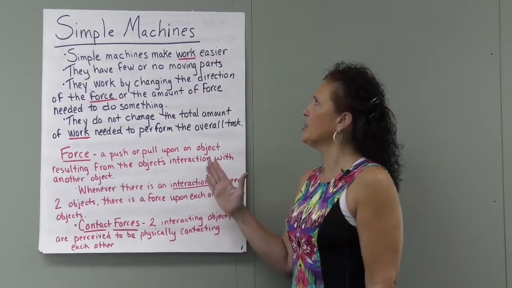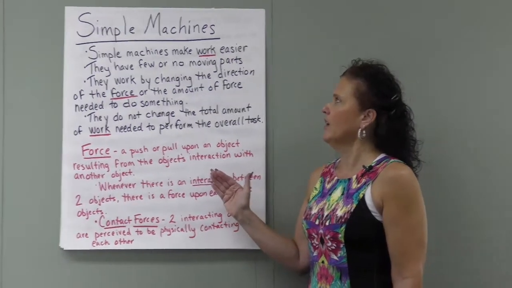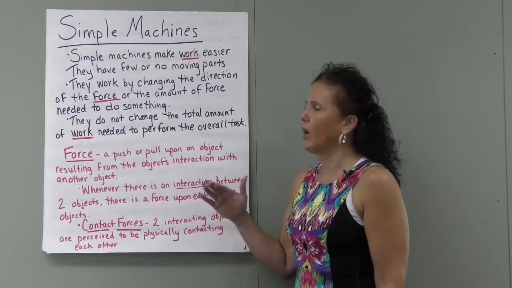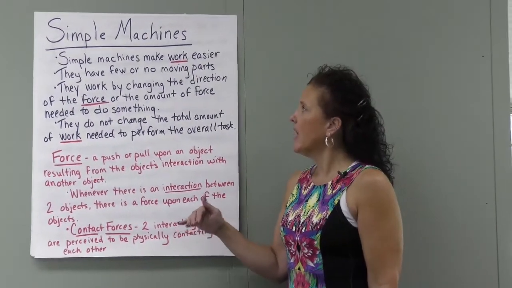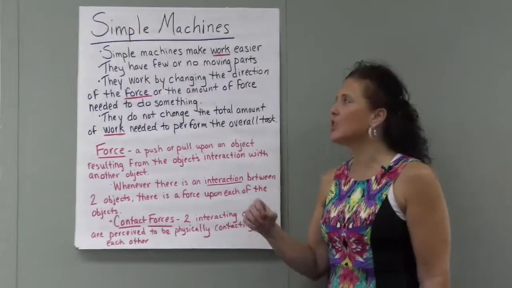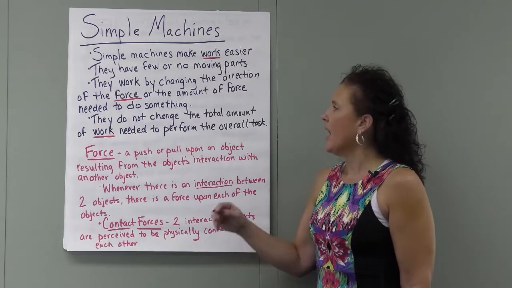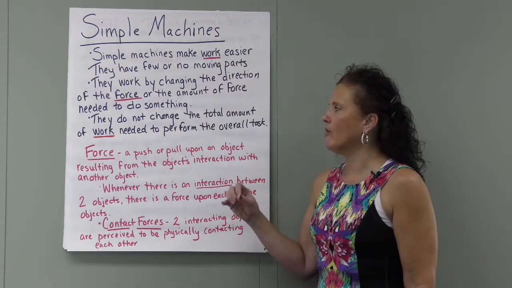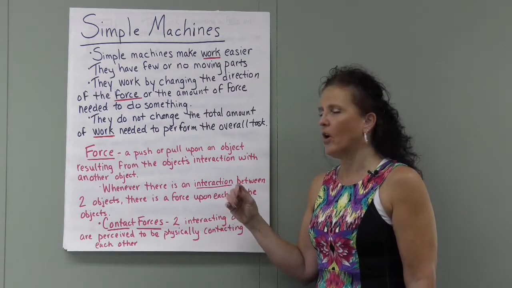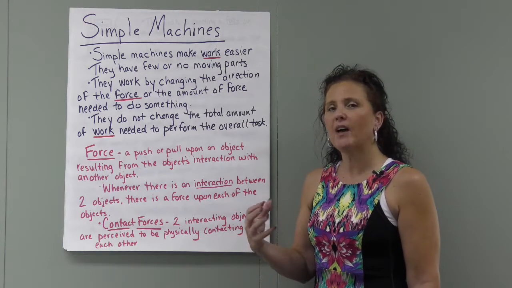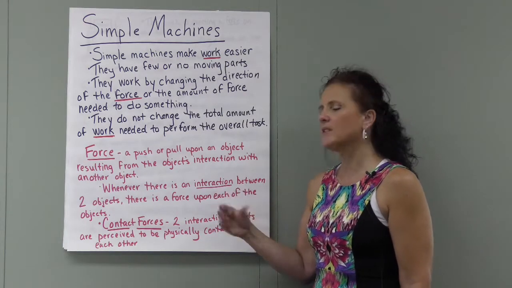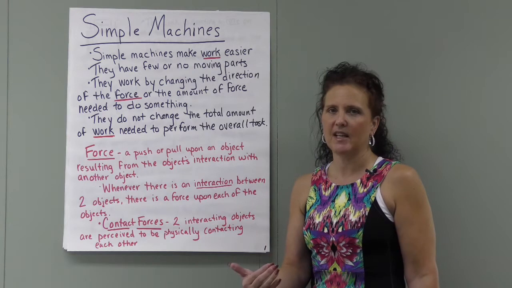The purpose of a simple machine is to make work easier. Right? They don't have very many or any moving parts at all, and they work by changing the direction of the force or the amount of force we need to do something. They do not change the total amount of work needed to perform the overall task. So what we need to define first are the two words force and work, and how they relate to physics.